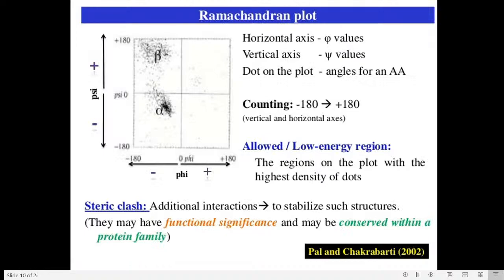Okay, as I already mentioned, for understanding this type of question, the steric clashes are additional interactions to stabilize the structure. There are some additional compounds that may be functional, that play a functional significance. Amino acids are conserved within the protein family. So some specific protein families carry some specific amino acids.